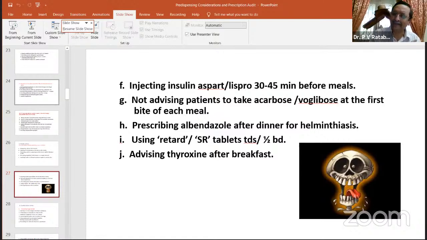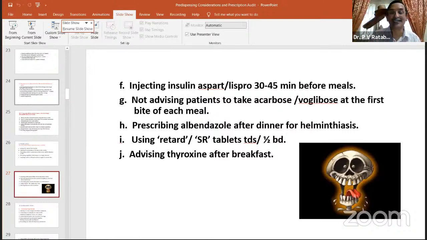Next one is a very, very commonly done error, prescribing albendazole after dinner for worm infestation. All the doctors tell the patient, take albendazole after dinner. Absolutely wrong. After dinner, albendazole will be very nicely absorbed in the circulation. We don't want albendazole to be absorbed in the circulation. We want albendazole to act on the intestine where worms are residing. So you have to take it 1 hour before dinner so that it does not get absorbed. You do not want albendazole to get absorbed for helminthiasis.